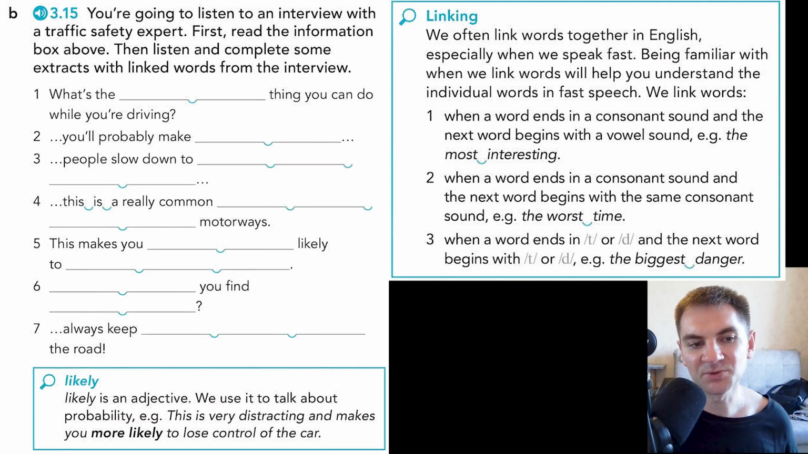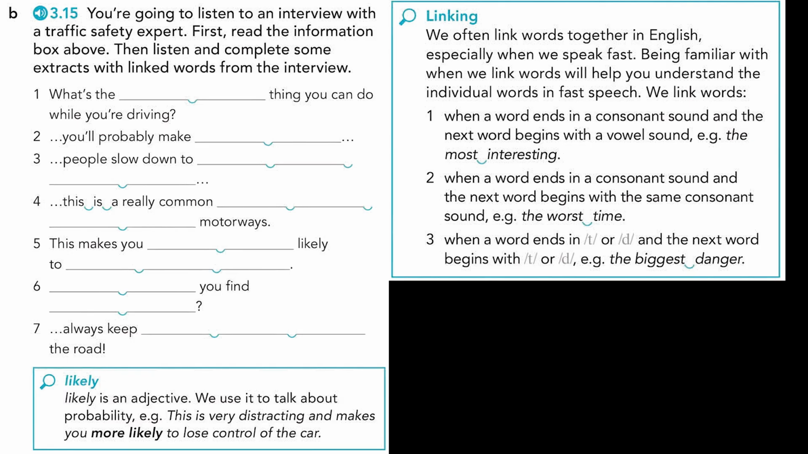But before, try to learn these words. It will be helpful in the future. Likely. Try to understand what it means, because likely is an adjective. Yes, like red, big and small, likely. We use it to talk about probability. For example, this is very distracting and makes you more likely to lose control of the car. It gives you more probability. It's more likely to happen, more chances, and so on. So pay some attention to this word. But anyway, your initial task and the main task is to listen and complete the gaps and then check.